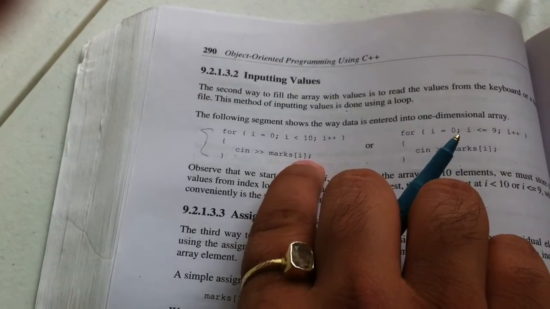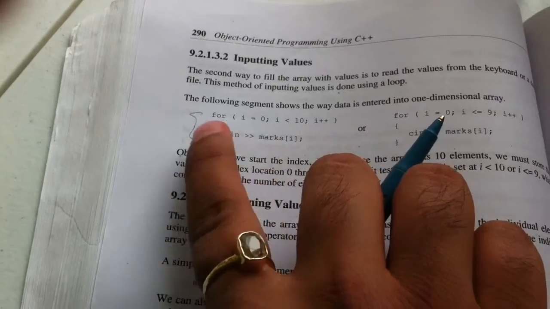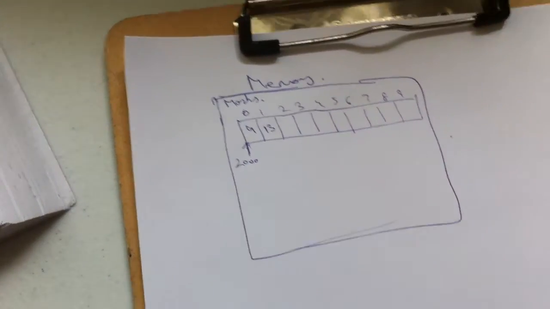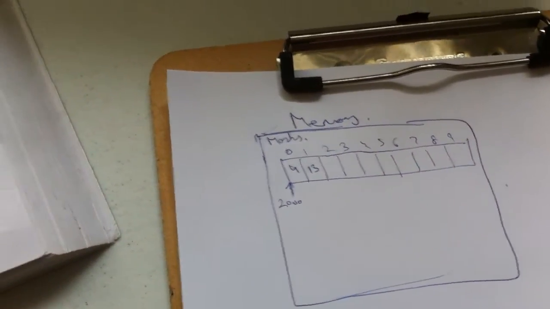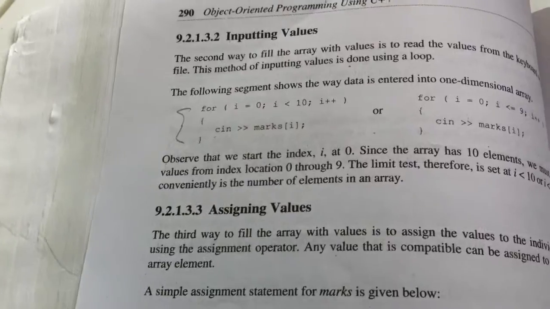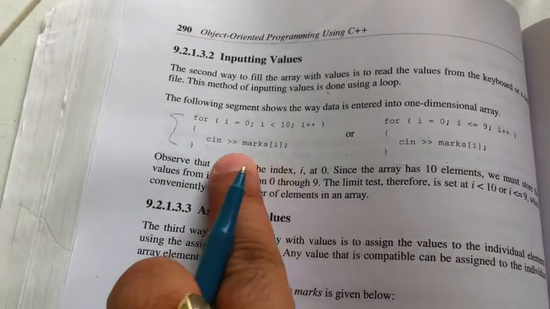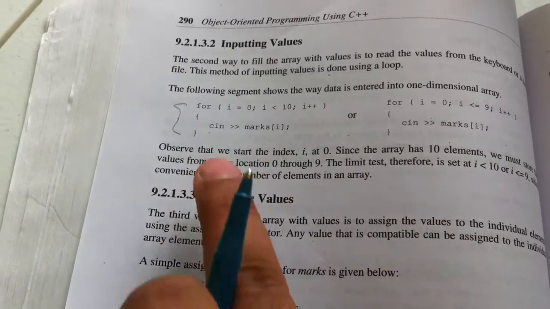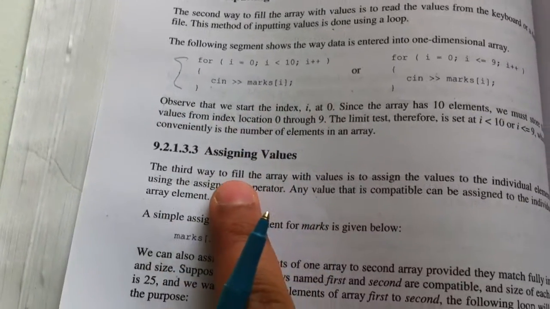So it comes back here. marks[1], so i equal to 1. It will put marks[1]. The user enters a value; let's say the user puts 13. So 13 goes here. That's how we can do it. All the values can be put into the arrays. I recommend you practice this, or just try it once on Turbo C++.